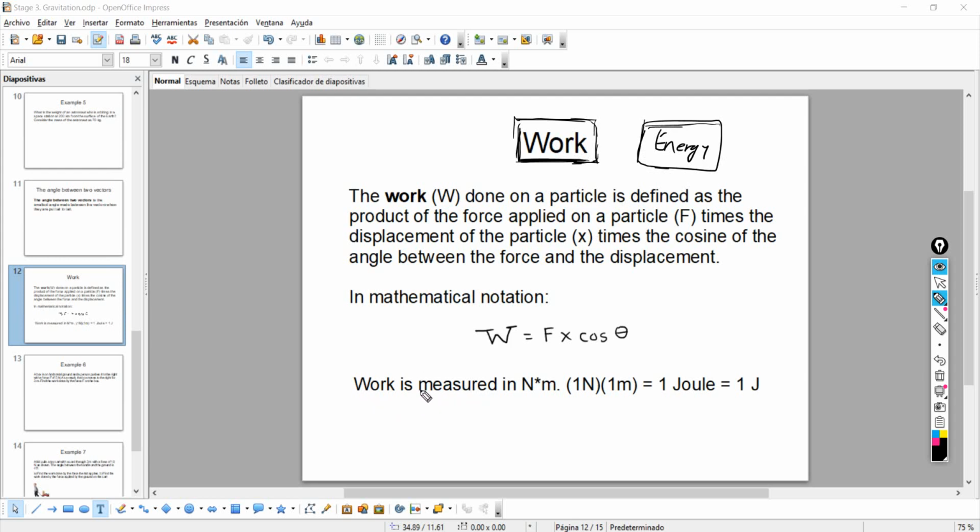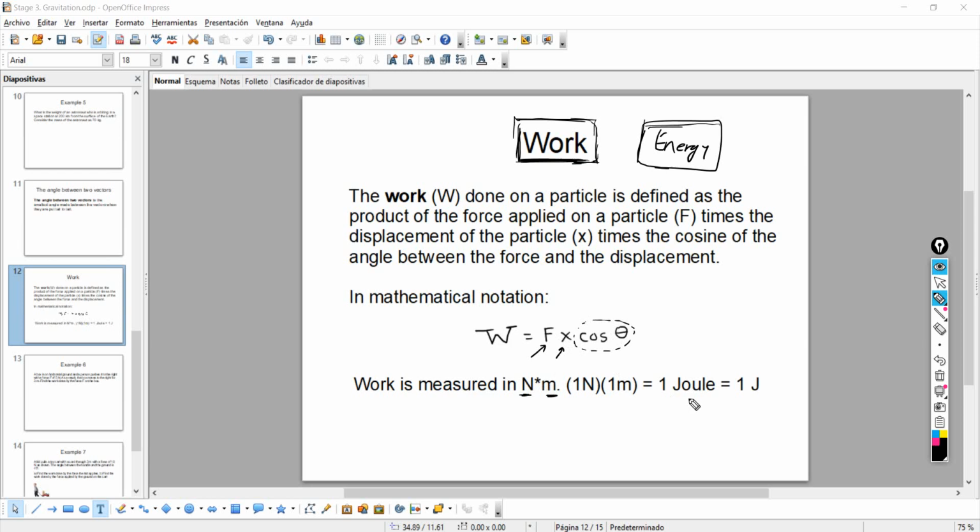Now, what are the units of work? Work is measured in newtons times meters. Why newtons times meters? Well, because work is equal to force times the displacement, and force is measured in newtons, that's why you have this, and displacement is measured in meters, that's why you have this. And as you may know by now, the cosine of an angle has no units. It's just a mathematical object. It's a number, so it has no units. So work is equal to force times displacement, therefore it has units of newtons times meters.